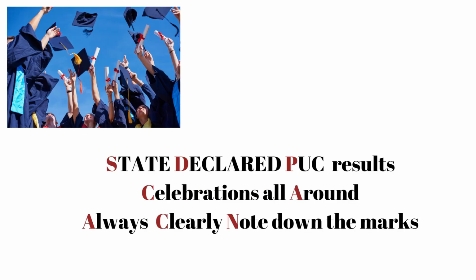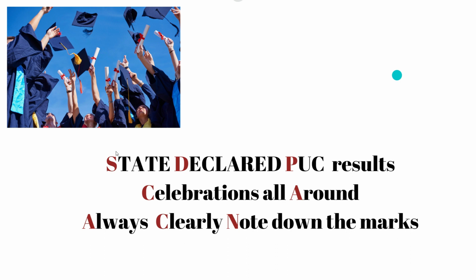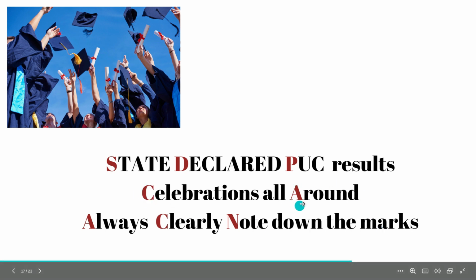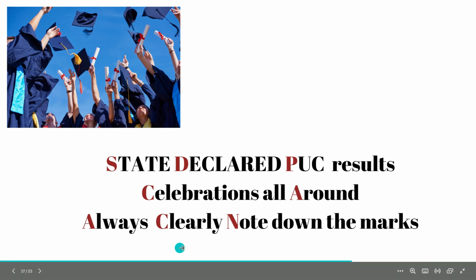So, how to remember this? State declared UC results, celebrations all around. Always clearly note down the marks. S stands for saprophytic, D stands for decomposer, P stands for parasitic. Celebrations all around, which means asexual mode of reproduction is via conidiospore. Sexual mode of reproduction, A stands for ascospores. Examples for this: Aspergillus, Claviceps, Neurospora.